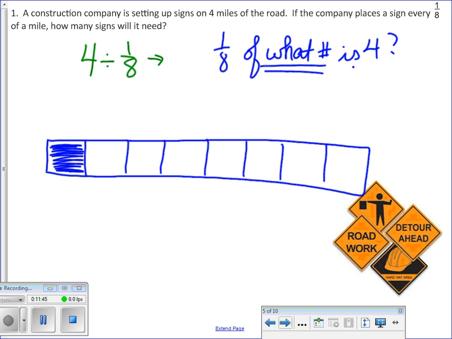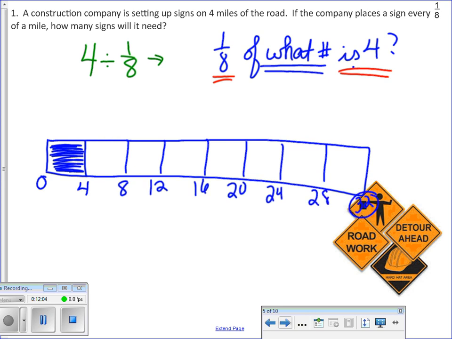So 1/8 of what number is 4? 1/8 is 4. 4, 8, 12, 16, 20, 24, 28, 32.